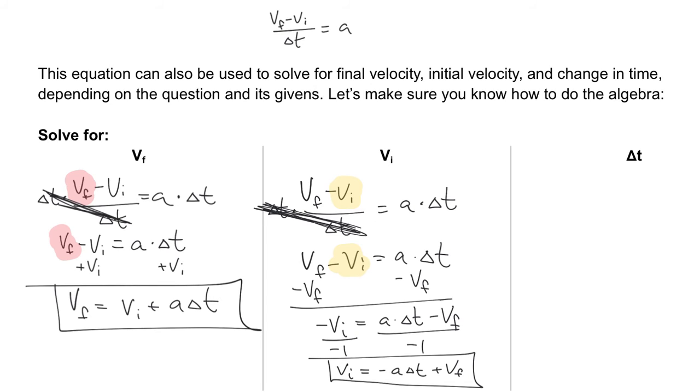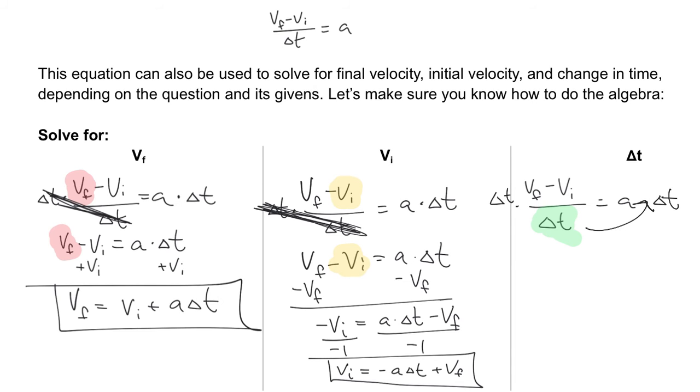And then for delta t, we get to do some fun algebra. We've got VF minus VI over delta t equals A. Now this time we're solving for delta t. It is in the bottom. And we should know by now you can't solve for something that's in the bottom immediately. You got to cross multiply it up, okay? Or you can multiply by it on both sides, which is essentially the same algebraic operation.